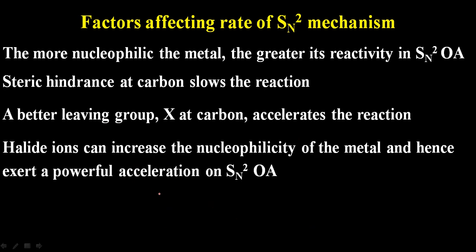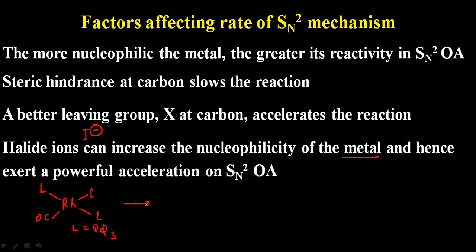Another point of discussion is that the presence of halide ions in the reaction mixture increases the nucleophilicity of the metal and hence exerts a powerful acceleration for SN2 oxidative addition. Now why is this so? If we add any halide ion, particularly I negative iodide ion, because this is a very good nucleophile, it can easily donate its electrons to the metallic center. So consider this example, where we have the complex with L as triphenyl phosphine.